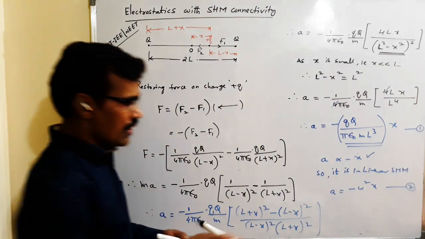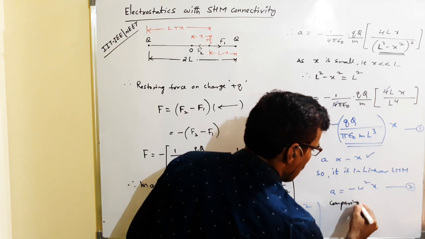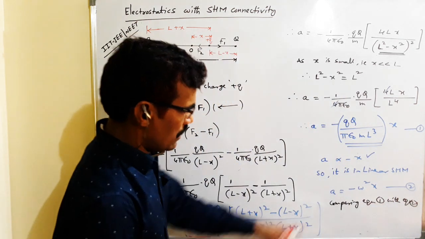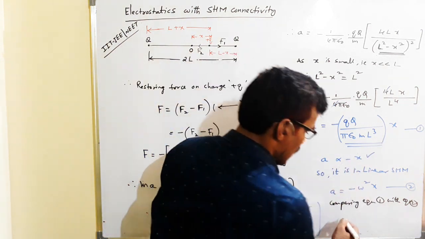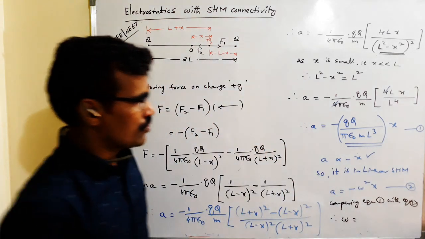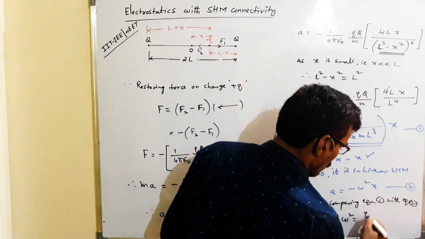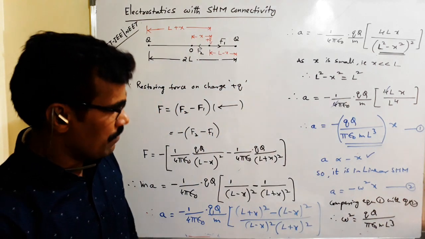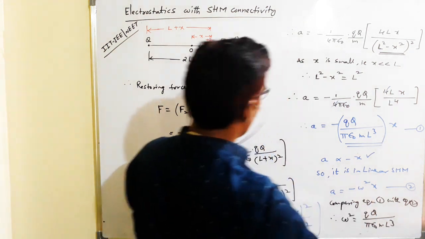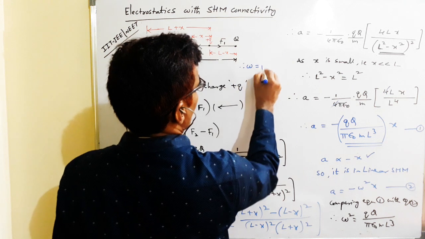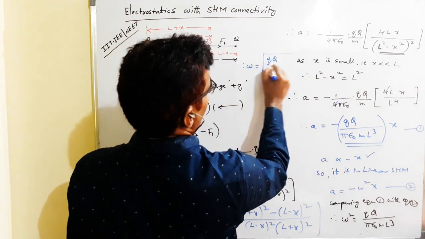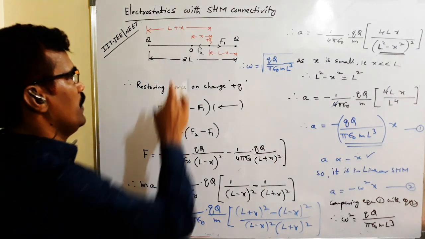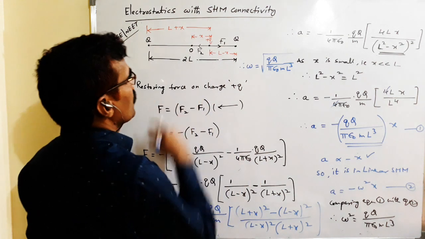Comparing equation 1 and 2, we get omega square value is qq by pi epsilon naught m L cube. Taking square root on both sides, we get the relation omega is equal to root over qq by pi epsilon naught m L cube. This is the angular velocity of a charged particle if it is in SHM.